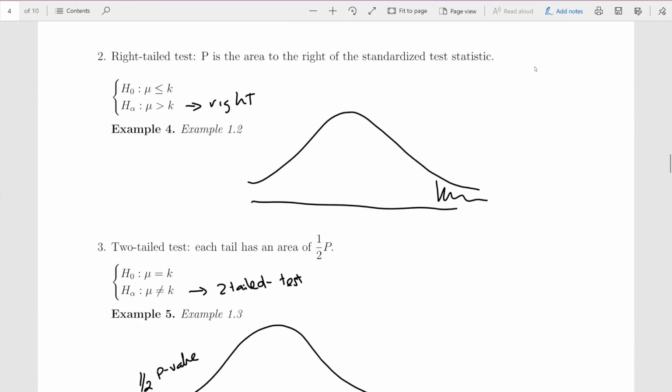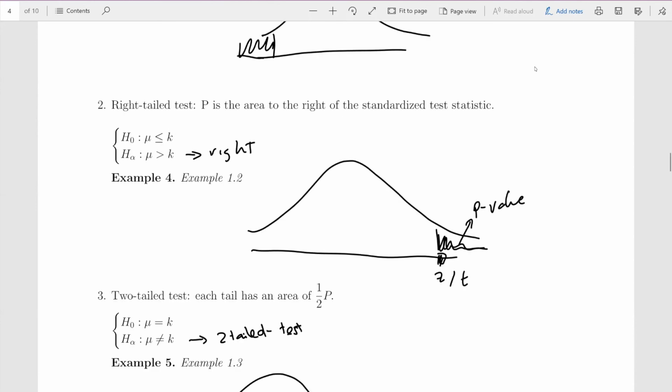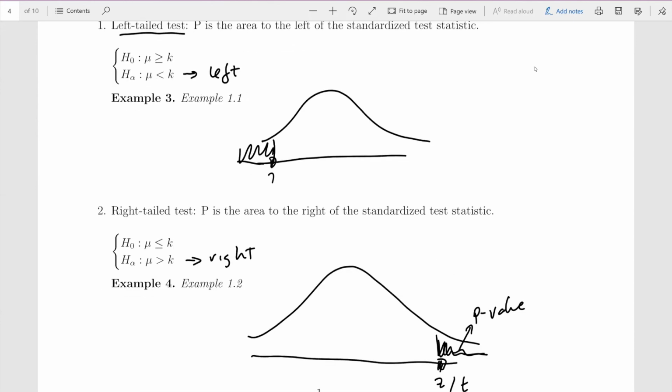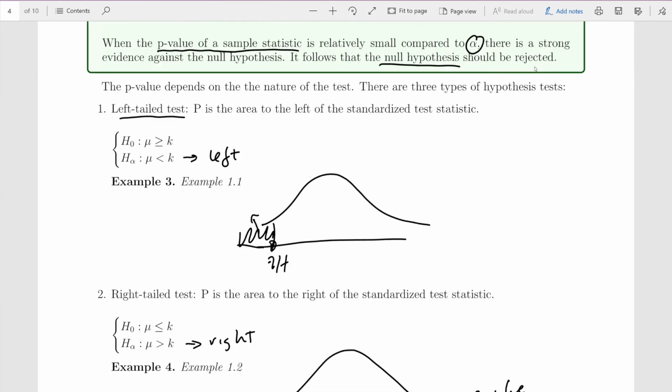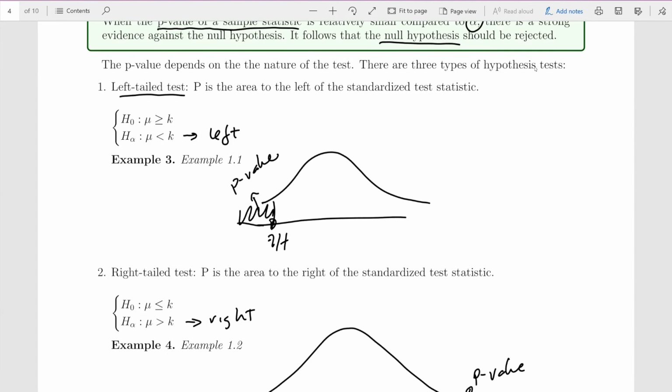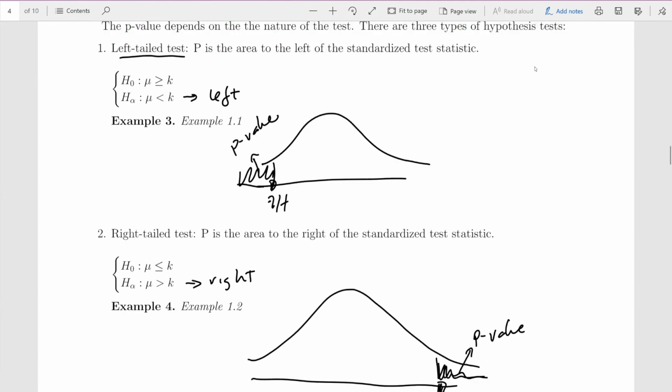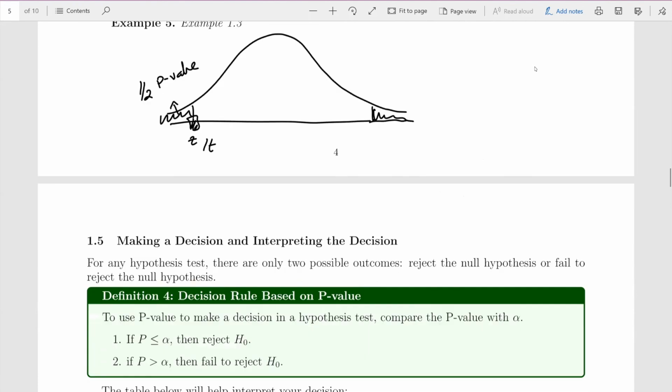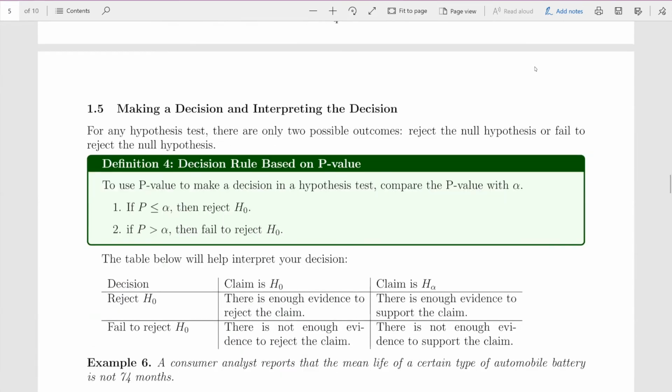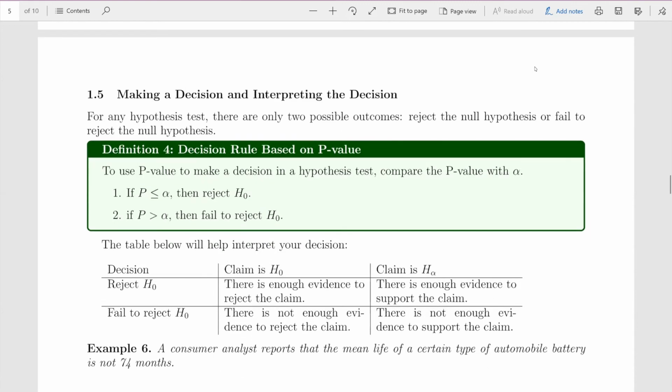If you have a right tail test, then this probability here is just going to be your p-value. And again, you have z or t as a test statistic. If you have a left tail test, then this area here will be your p-value. And once you come up with your p-value for your test, you can compare the p-value with alpha, the level of significance, in order to make decisions, whether you reject the null or fail to reject the null.